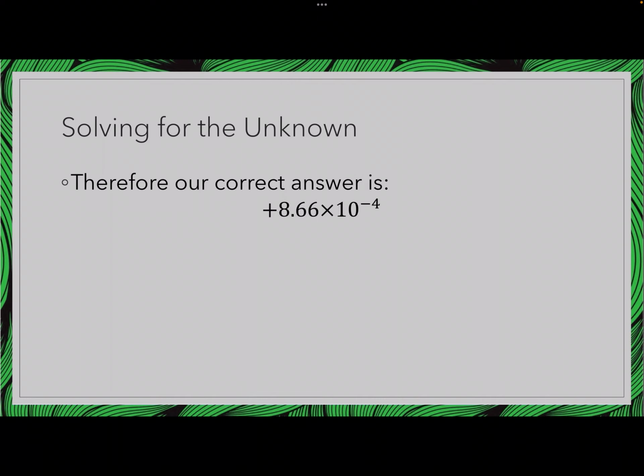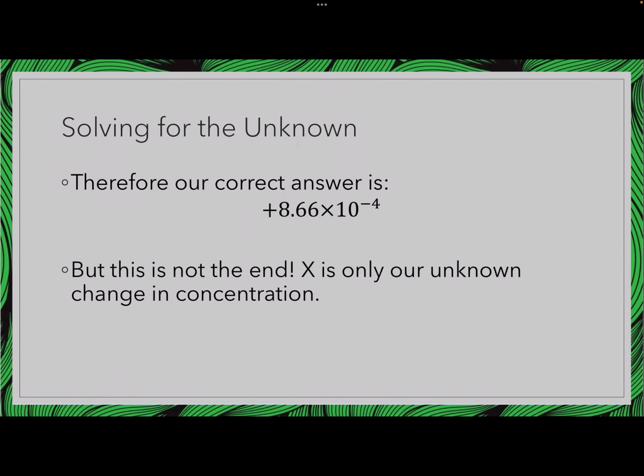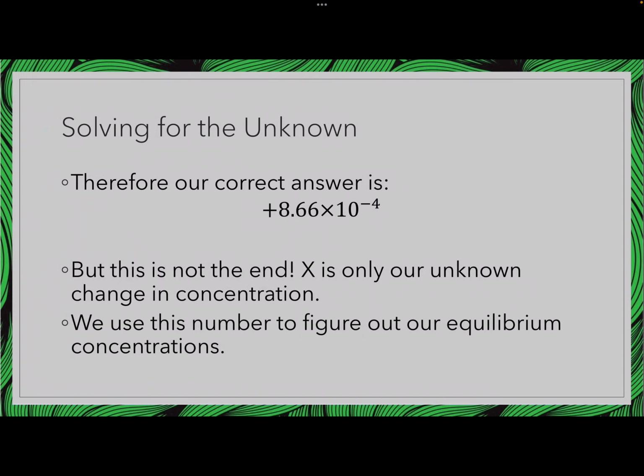If we put in negative 8.66 times 10 to the negative 4, we're going to end up with more than we started with, which we can't actually have because, again, there's no NO2 to produce any of the products. So X is, now this isn't the end. I know in a lot of mathematics things, you find X, that's the end of it. This isn't, X is only one part of it. We then have to go on and use that X value to find our concentrations at equilibrium. And we use this number to figure out our equilibrium concentrations.